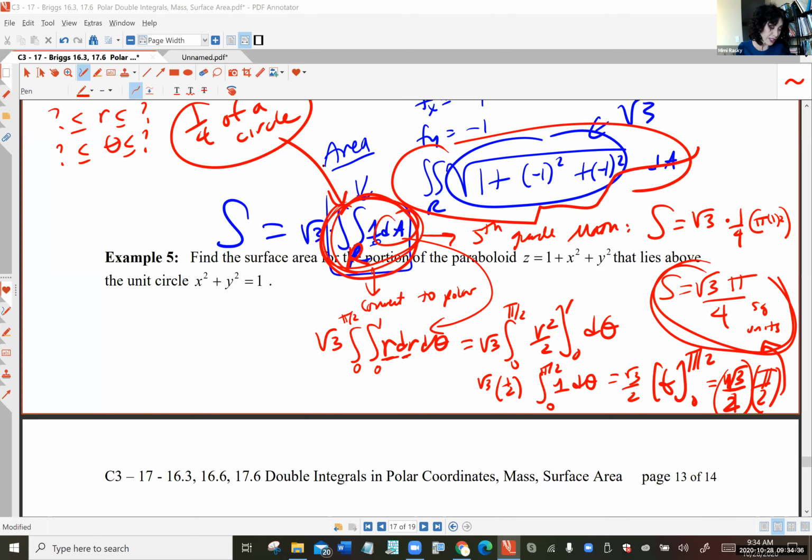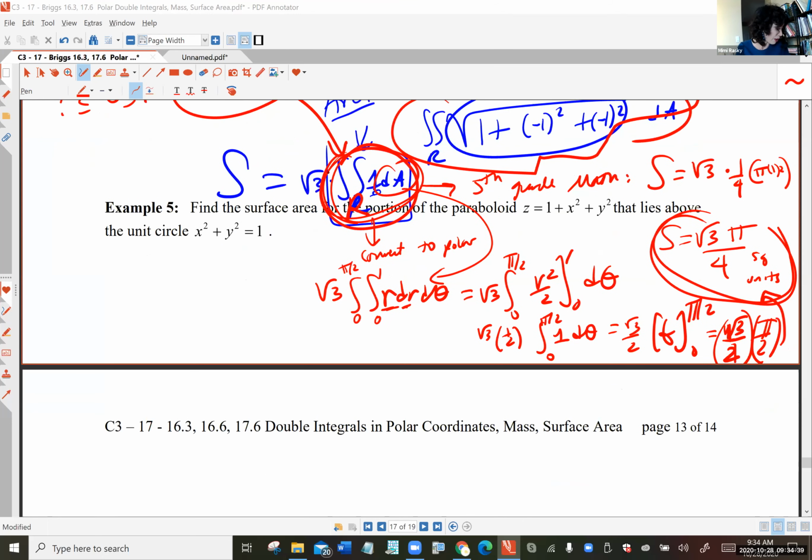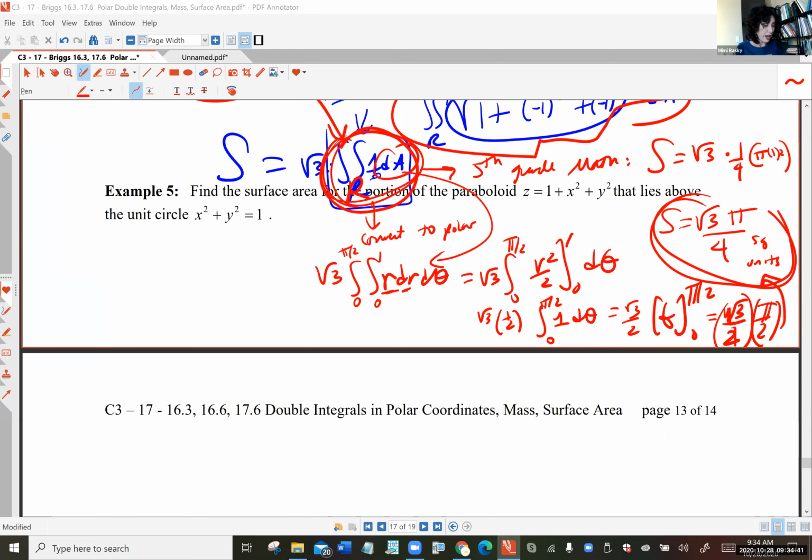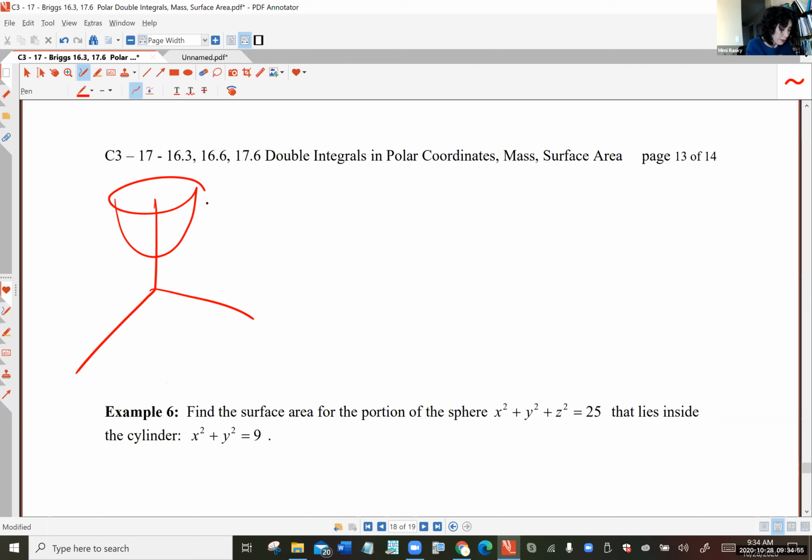Okay, so let's do a harder problem. This is a harder problem. You're going to find a surface area of a portion of a paraboloid that lies above a unit circle. So if I were to graph this one, and you don't have to, the paraboloid is z equals 1 plus x squared plus y squared. So it's an upward facing paraboloid.